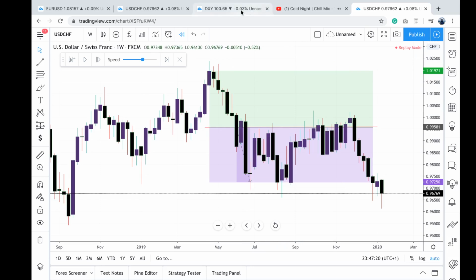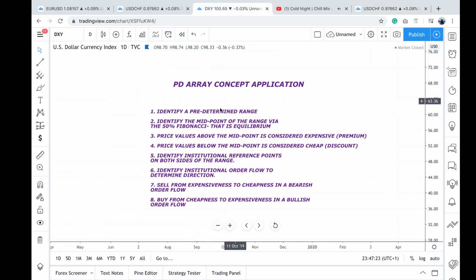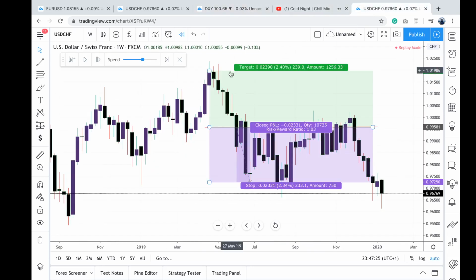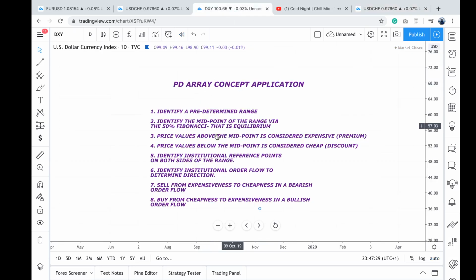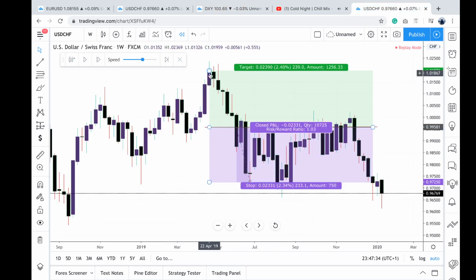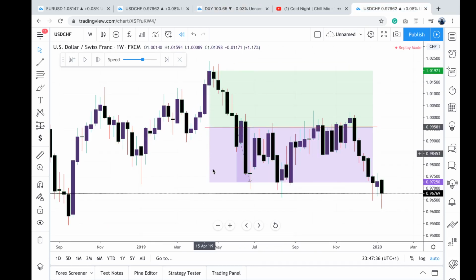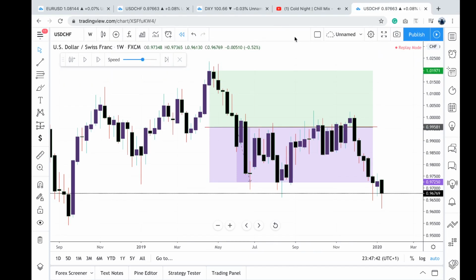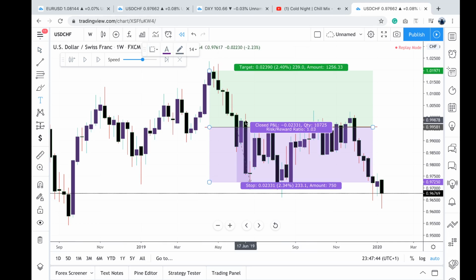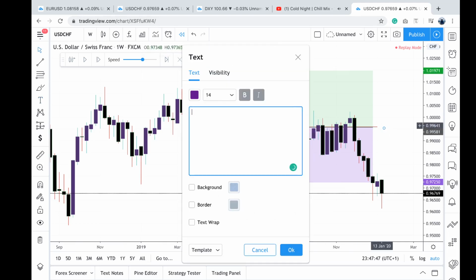Right, so now let's go back to what is our rule. So identify a predetermined range. That's what we actually did. Swing high, swing low. Next step, identify the midpoint of the range via the 50% Fibonacci, that is equilibrium. Okay, so what we just did was we drew up a Fibonacci, we brought the Fibonacci to the midpoint of the range, which is here, which you can see differentiating price. Now we've identified equilibrium, so we can simply label this EQ.